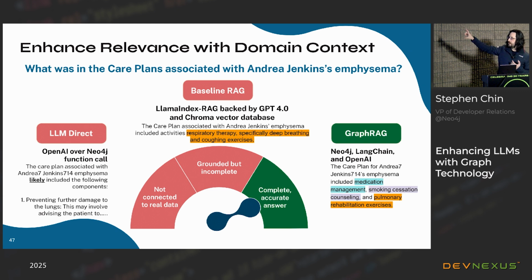Now, when you use a graph RAG application, you're passing in the graph as context as well. It has the nodes and it has the relationships related to the condition or the disease. An example using LangChain and OpenAI would be: the care plan for emphysema includes medication management, smoking cessation counseling, and pulmonary rehabilitation exercises. So this is actionable as a doctor. You could take this, you have specific activities to do with the patient, it helps you to actually solve the problem rather than just giving you a more generic and very difficult to verify answer.